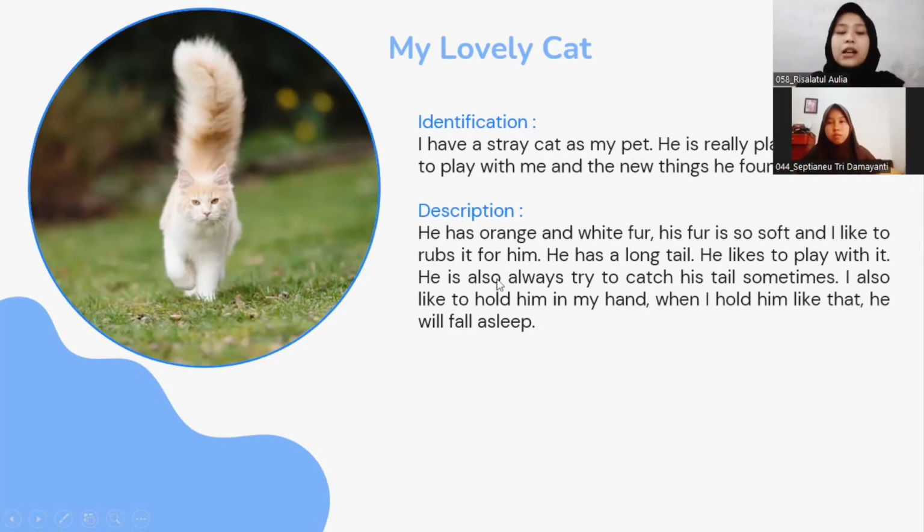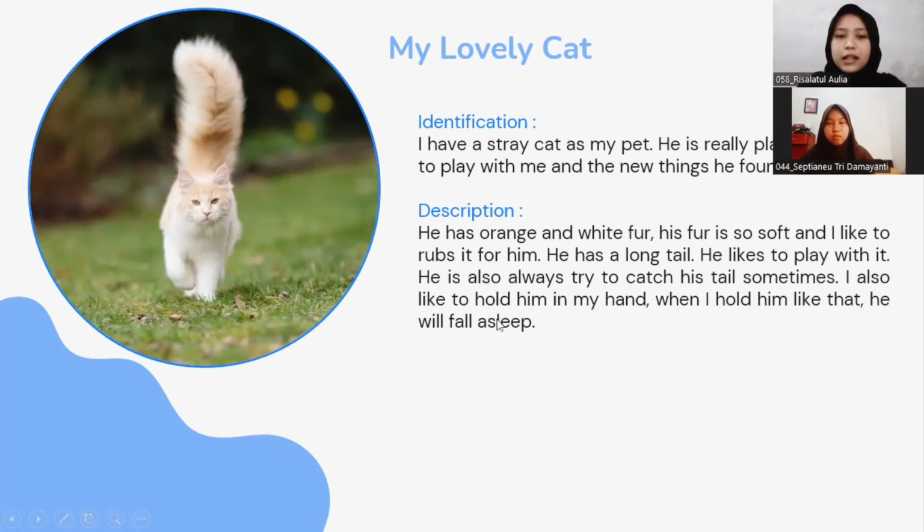Okay. The first paragraph is identification because in this paragraph it introduces the object to be described, that is about a cat. And the next paragraph, the second paragraph, is the description because it contains a detailed description of the cat, the characteristic and the behavior of the cat.